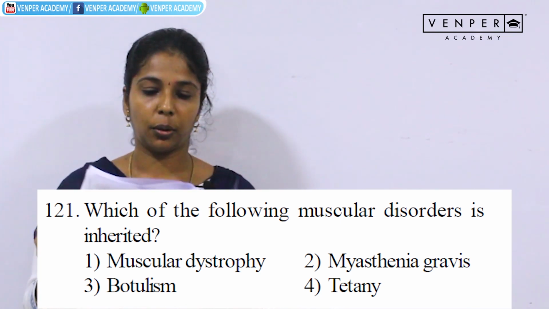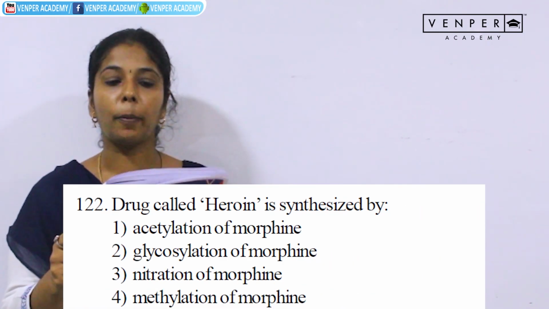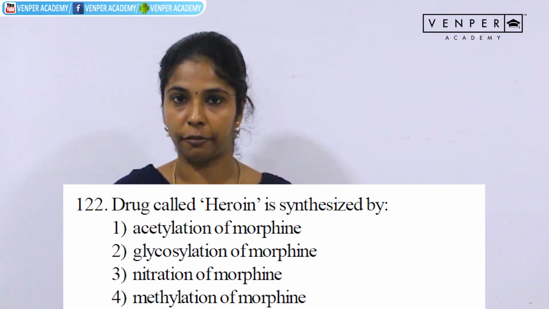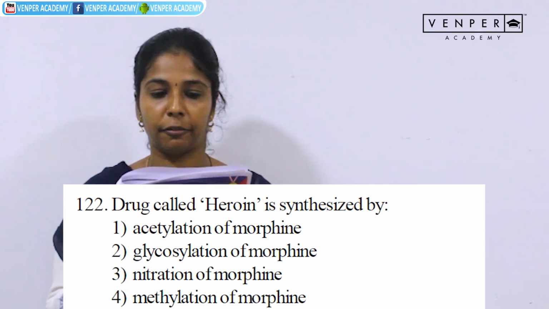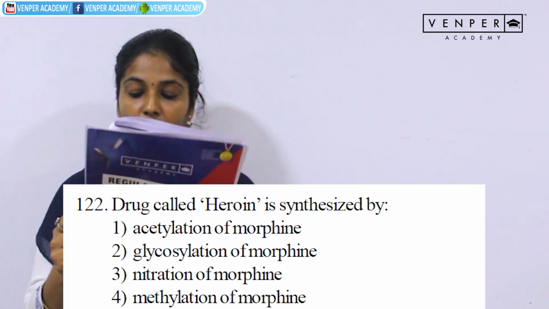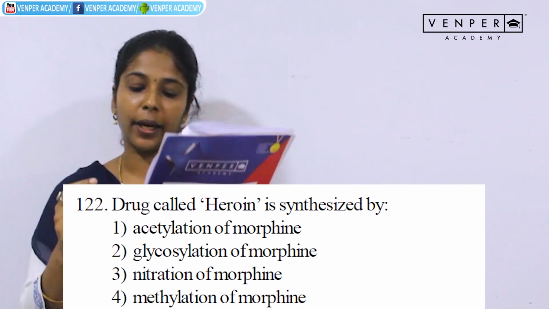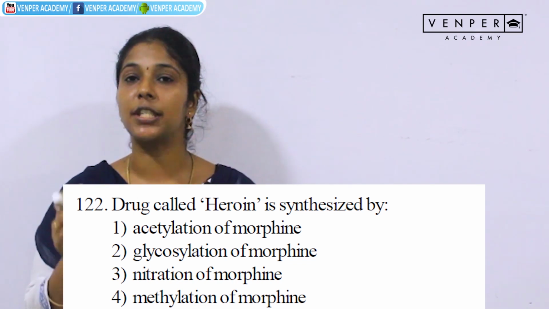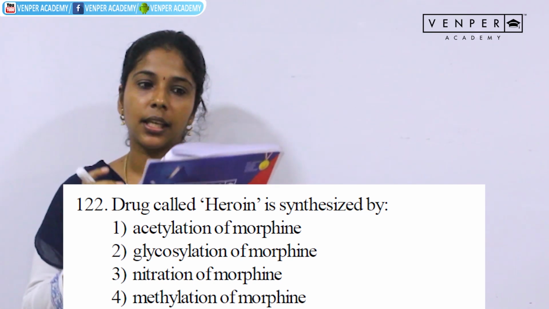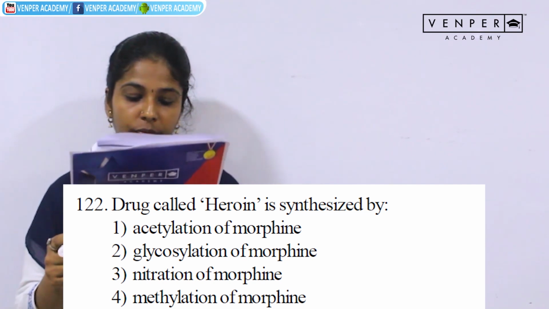Let's move on to the next question. Question number 122. The drug called heroin is synthesized by. Options are option 1, acetylation of morphine, option 2, glycosylation of morphine, option 3, nitration of morphine, option 4, methylation of morphine. The correct answer is option number 1. Heroin, which is chemically called diacetylmorphine, is a white, odorless, bitter and crystalline compound. So the correct option is acetylation of morphine.